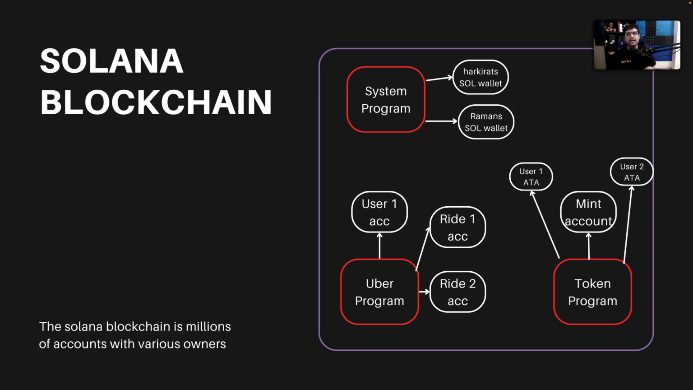If Harkirat's wallet is sending Solana to Raman's wallet, you call a function on this system program. That is also something we saw last week. Whenever Harkirat is sending money to Raman, he's actually calling a function over here. That function is debiting, let's say, 1 Solana from here, crediting 1 Sol into Raman's account. So this is what the Solana blockchain looks like. We are most of the times working with accounts like this.